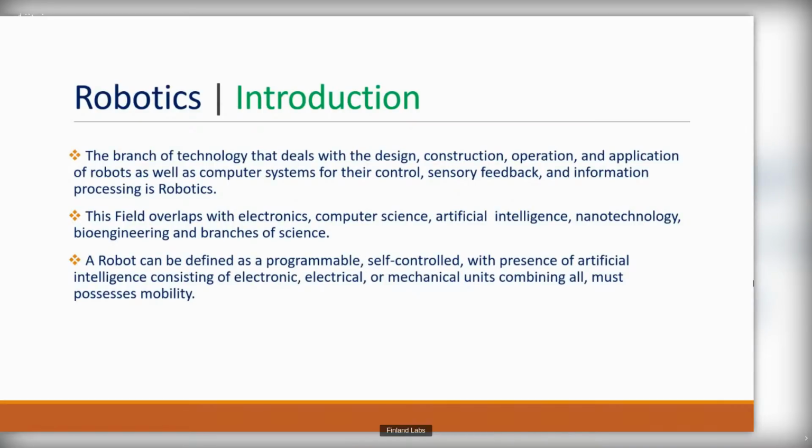Now what is robotics? It is a branch of technology that deals with the design, construction, operation and application of robots, as well as computer systems for their control, sensory feedback and information processing. So basically robotics is a branch of technology where you deal with the design, construction, operation and application of robots. Whatever is required to make a robot is a part of robotics.